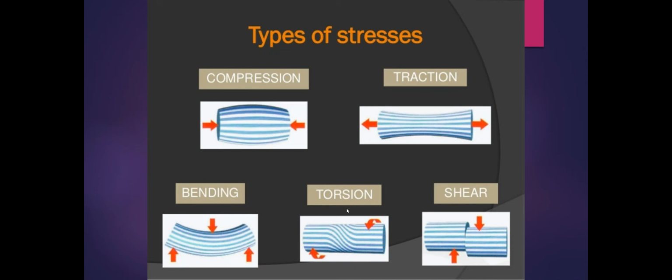Next will be torsion. The torsion is the kind of stress that we will find when working with rotational movement. As you can see in this image, when rotational movement of different directions apply to the same object, they tend to curve the object or deform the object like you can see in the image.